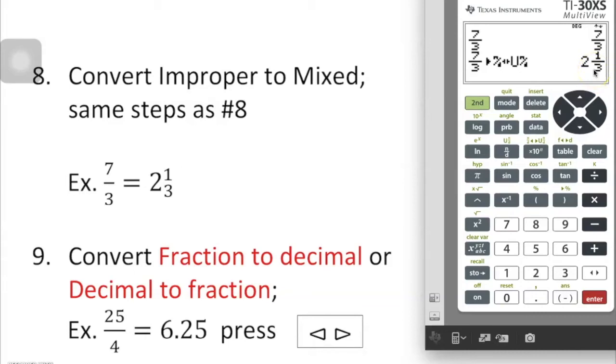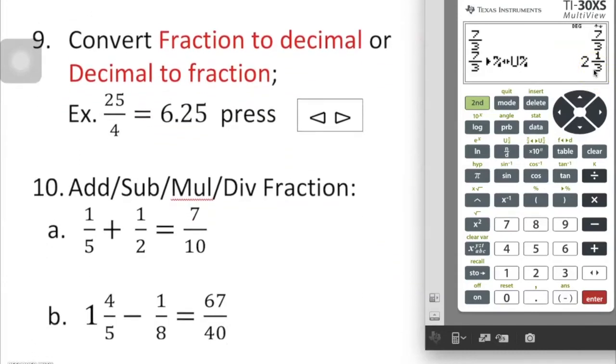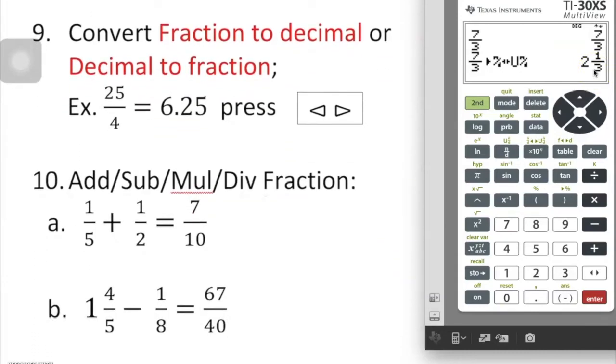Okay. Next one, number 9, convert fraction to decimal. So fraction to decimal or decimal to fraction. Clearly, all this is a mixed fraction, it doesn't matter what it is, as long as we convert it into this. As long as we press this button here, the second one from the bottom of the right column, enter, as you see, it gives us a decimal.